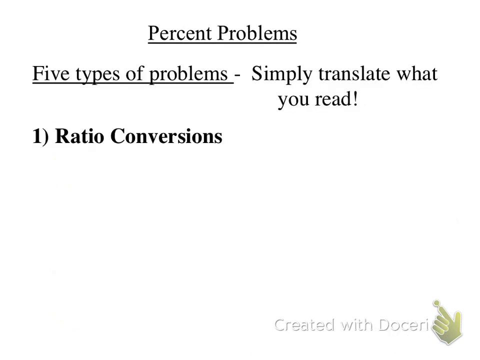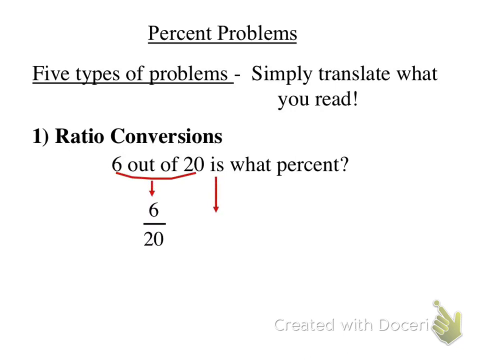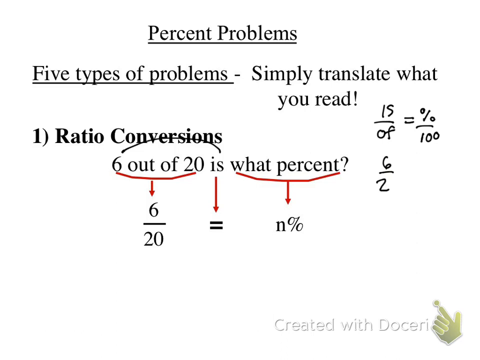Okay, percent word problems. The first one is like a ratio conversion. 6 out of 20. How do I write that? That means equals what percent. I can write n percent. You can use the is over of method, but that's kind of hard with this problem because the is is actually the 6. Some people have been taught is over of equals percent over 100. But what is your is? It's actually that 6.